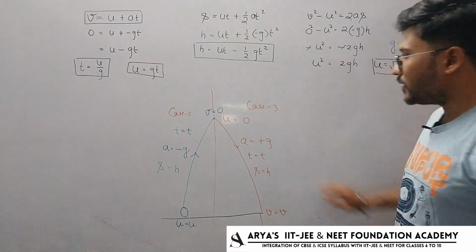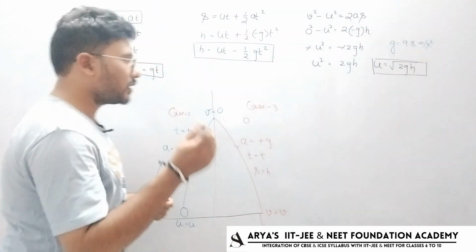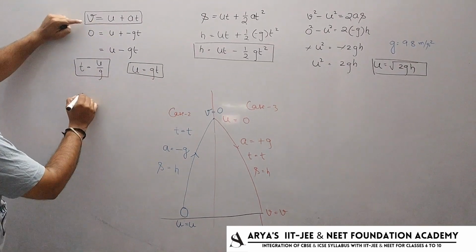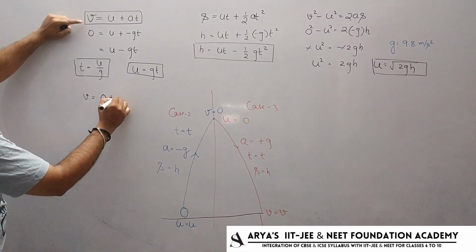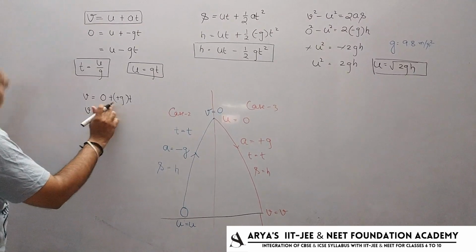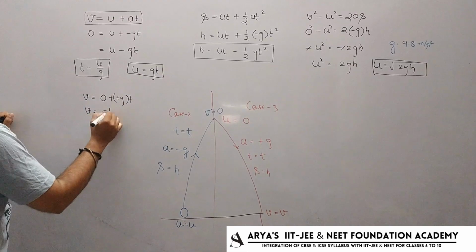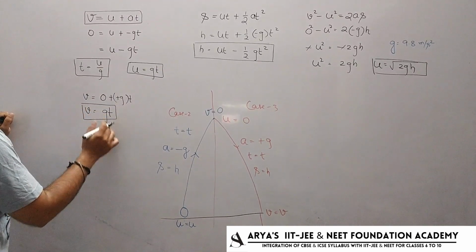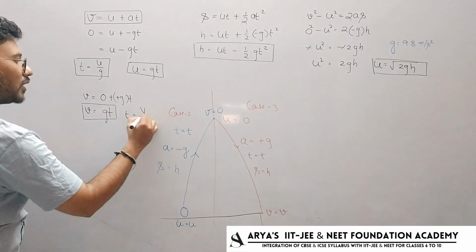V is equal to. Shall I rub this? Yes, sir. Or else let us substitute and rub. Case 3. V is equal to 0 plus G into T. So this is the formula: V is equal to G into T. Now from this we can derive T also, na? T is equal to V by G.